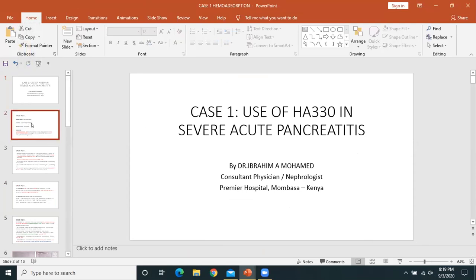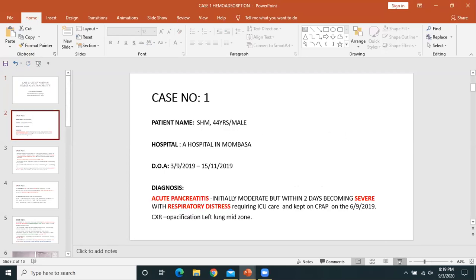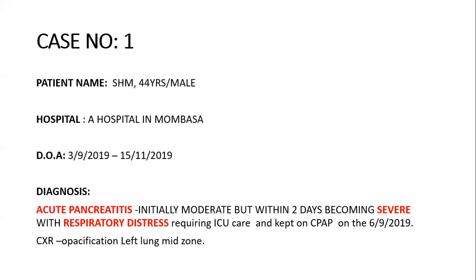So the patient was a 44-year-old male, admitted to a hospital in Mombasa from the 3rd of September last year to the 15th of November. The patient had moderate acute pancreatitis on admission. Within 2 days, he became severe acute pancreatitis with respiratory distress, was admitted to ICU, and was started on CPAP on the 6th of September.